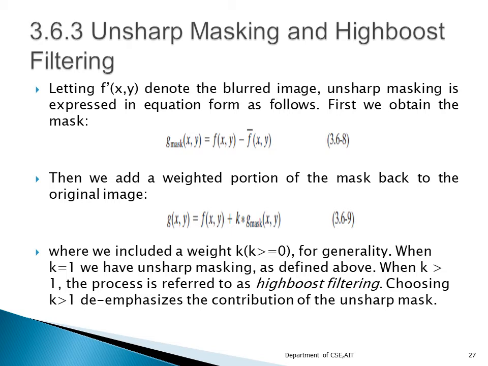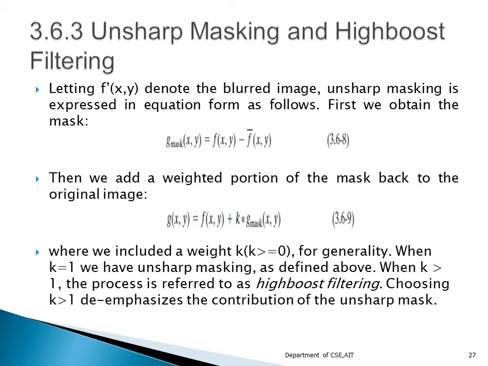It is going to give my output image, which is g of xy. So g of xy is the output. Here we are going to make use of one weight, which is called k. It will usually be greater than or equal to 0. When k is exactly equal to 1, we have unsharp masking. When k is greater than 1, this process will be called high boost filtering.